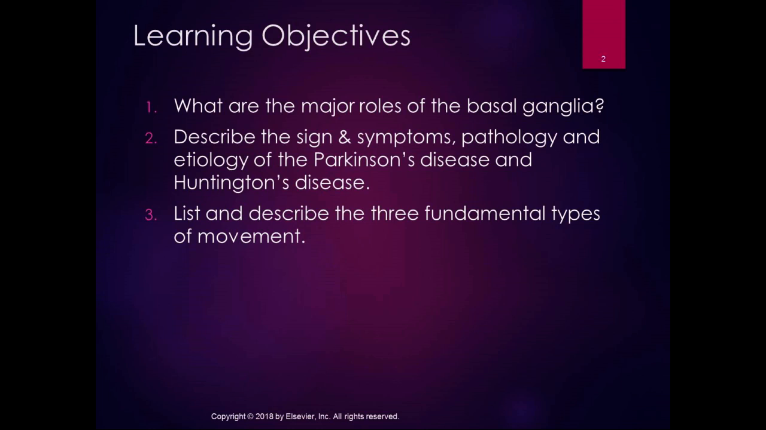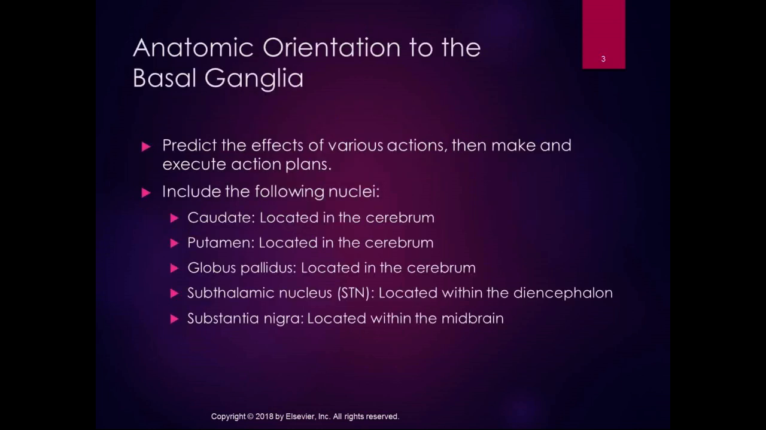We're going to keep it simple again, like we did with the cerebellum, with a little bit more on Parkinson's and Parkinson's syndromes, mostly because we treat them a lot in physical therapy. So the learning objectives are also very simple, just like chapter 15. What are the major roles of the basal ganglia? I want you to be able to describe the signs, symptoms, pathology, and etiology of Parkinson's disease and Huntington's disease. I want you to be able to list and describe the three fundamental types of movement. So we will discuss those all.